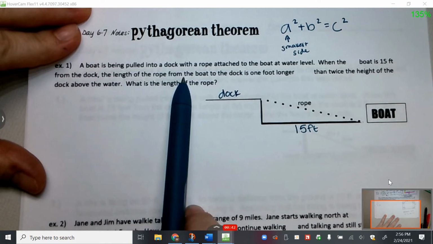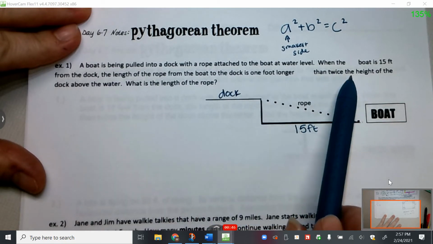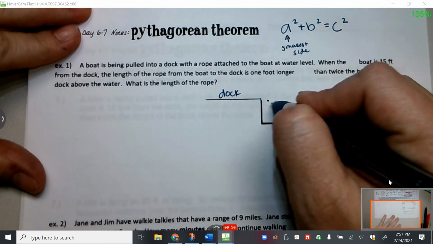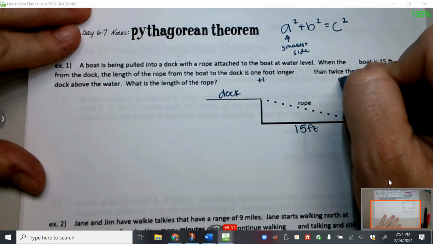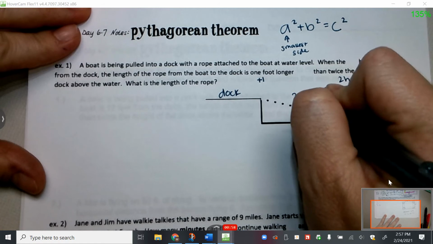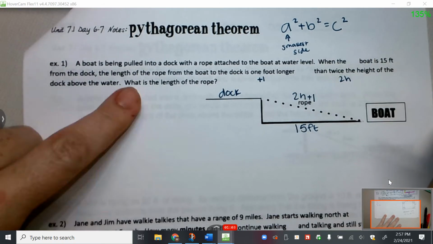The length of the rope from the boat to the dock is 1 foot longer than twice the height. Okay, so 1 foot longer, so that's this rope. 1 foot longer would be plus 1, then twice the height. So we'll say 2h plus 1 above the water. What is the length of the rope?